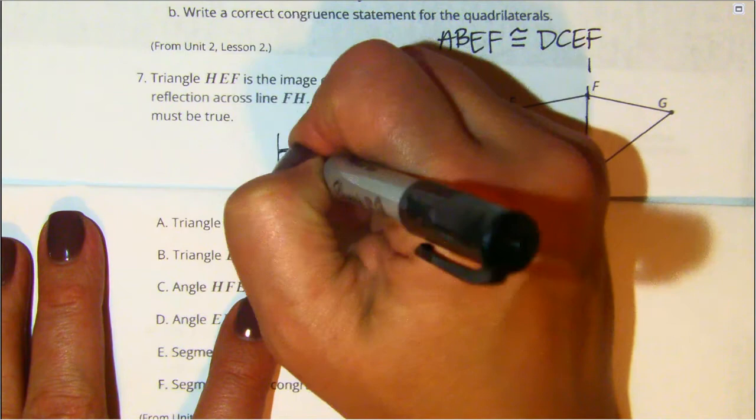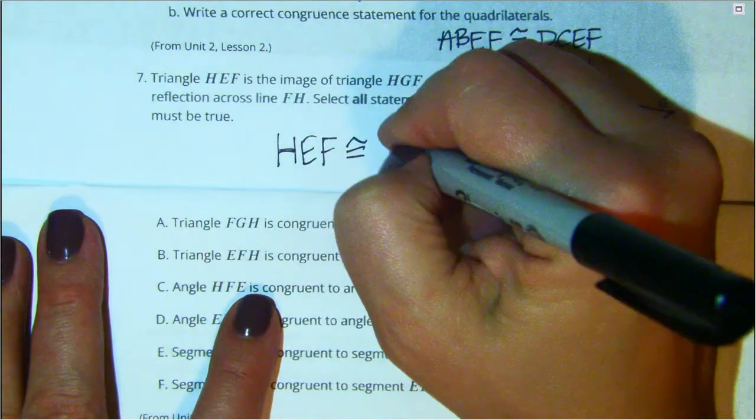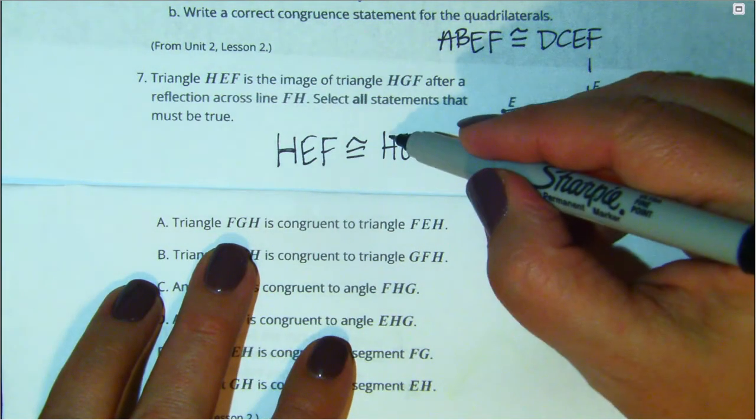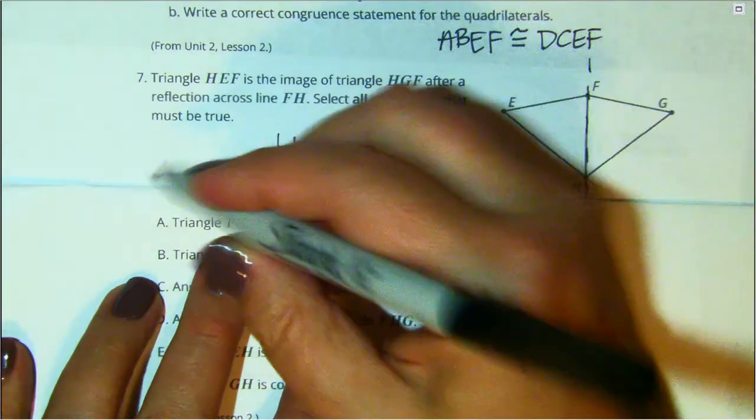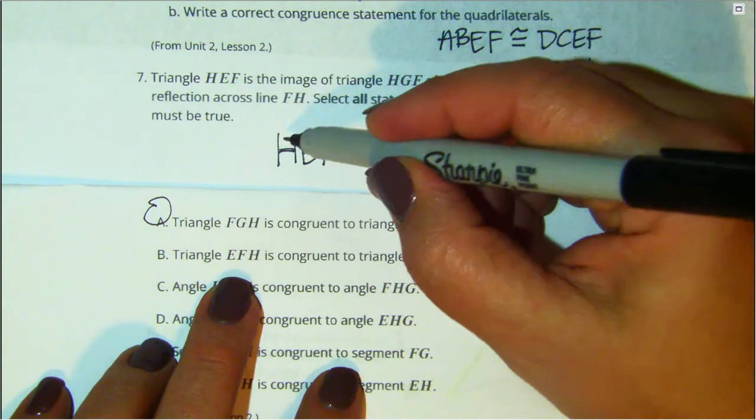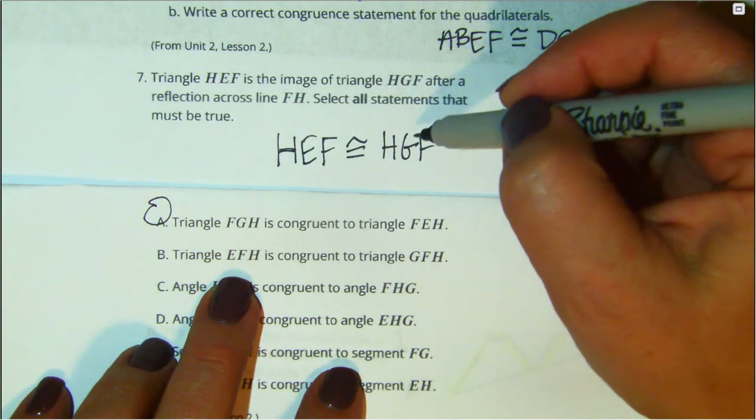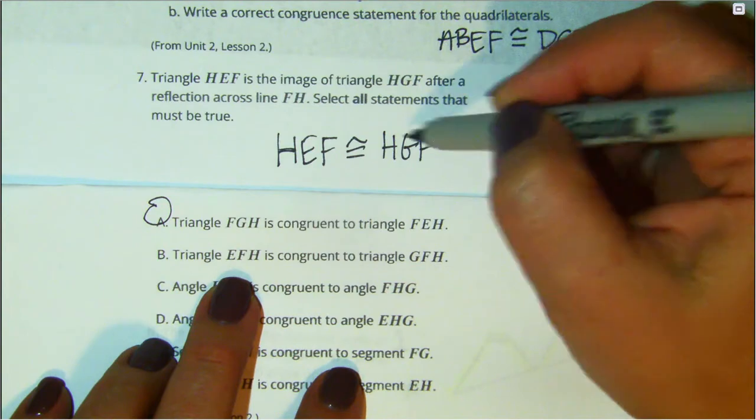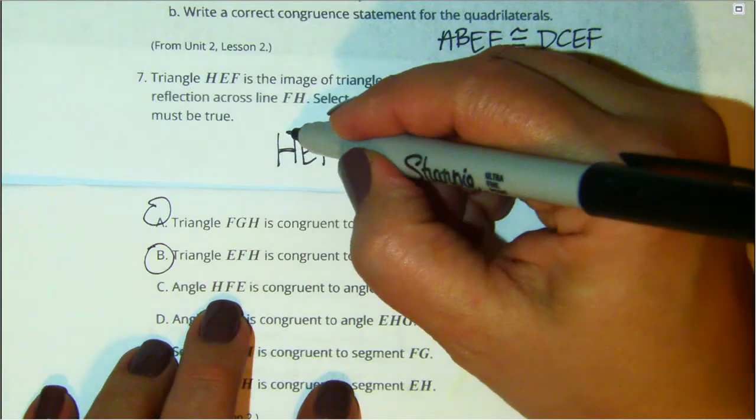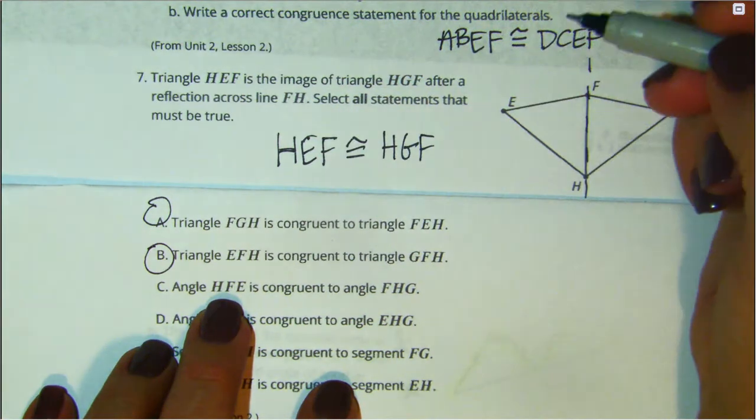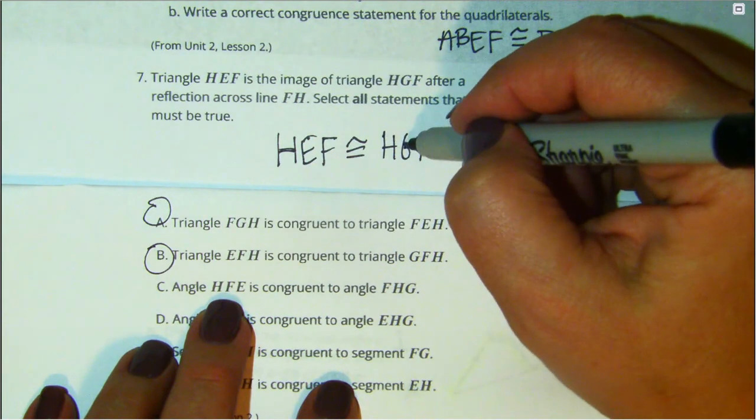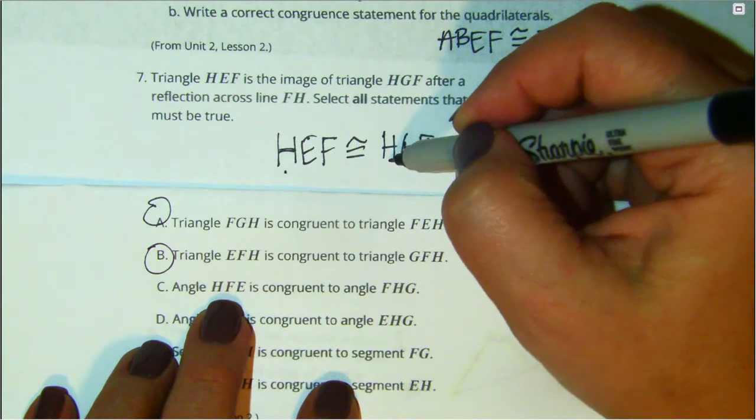HEF is congruent to HGF. Triangle FGH is congruent to FEH. You're just going reverse order on both. Yes. EFH is congruent to GFH. Yes. HFE is congruent to FHG. No, because they started with H. They'd have to start with H on this one.